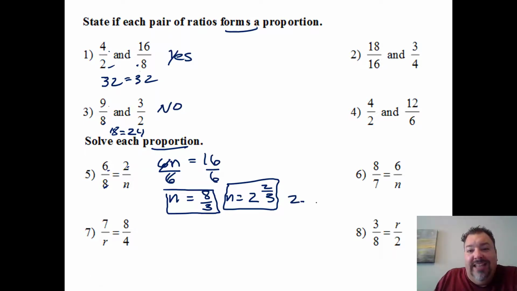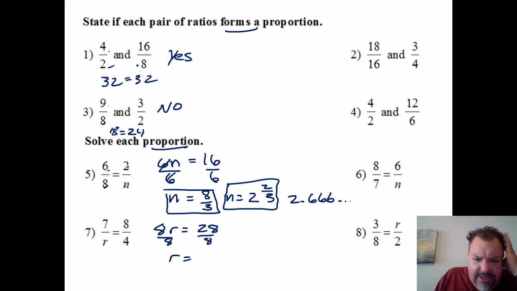Or if you wanted it as a decimal, you'd have to write it as a repeating decimal, 2.666... And for number 7, we have 7 over r is equal to 8 over 4. So again, cross multiply, that gives us 8r. And then on the other side, we get 28. We're going to divide both sides by 8. We've got r is equal to 28 over 8. And it looks like 4 will go into both of those. So we divide the top by 4. We divide the bottom by 4. And we're going to get 7 over 2.